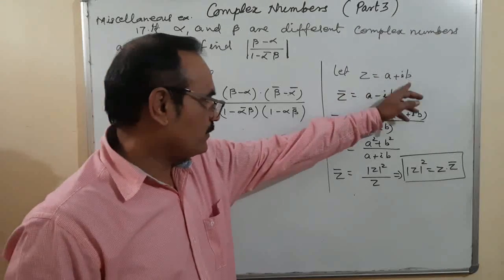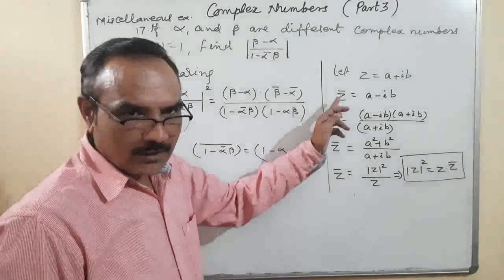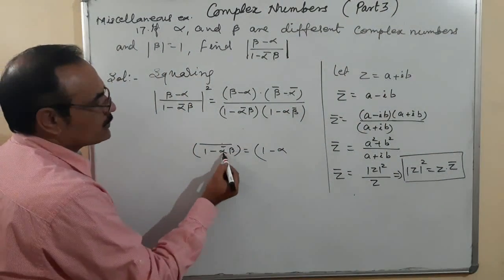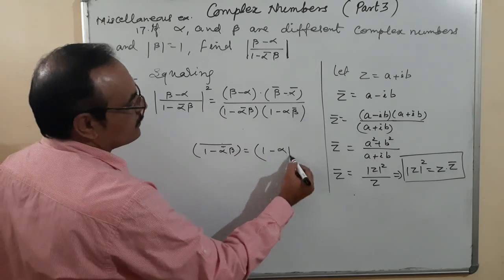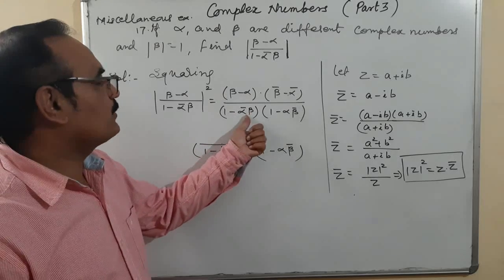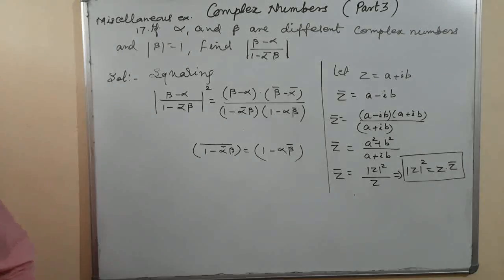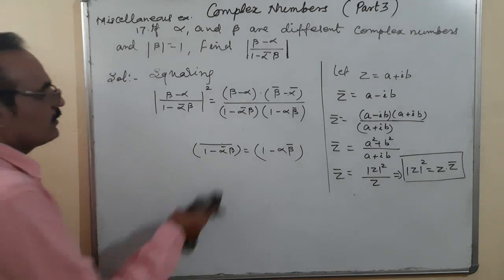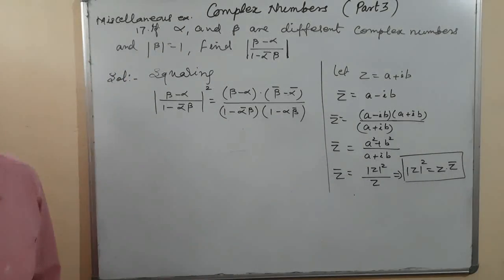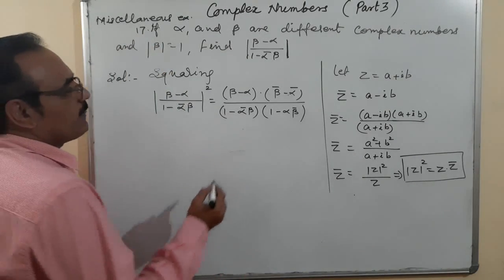That means Z is equal to A plus IB, the conjugate of Z is A minus IB, and again the conjugate of the conjugate of Z is A plus IB. So this is conjugate of conjugate: it is alpha and beta conjugate. That's why I have written here 1 minus alpha conjugate beta into 1 minus alpha beta conjugate. And you can verify these properties by using some numeric terms.